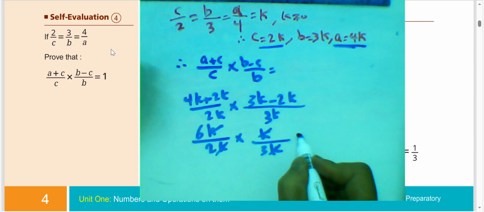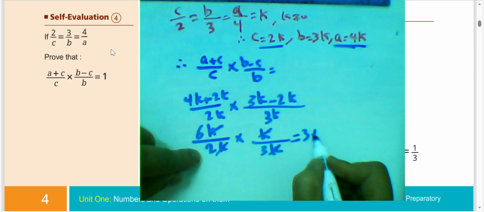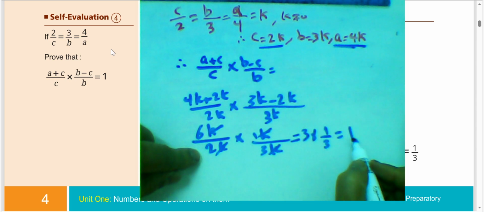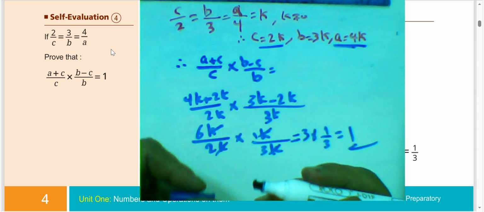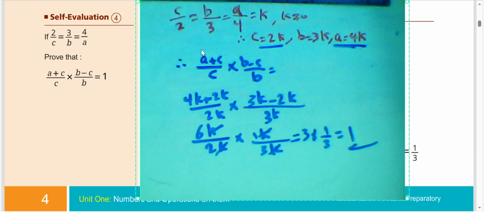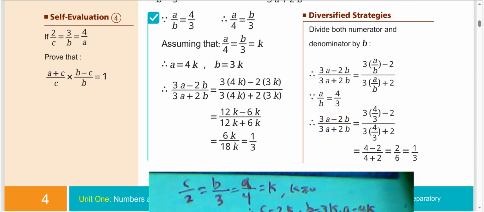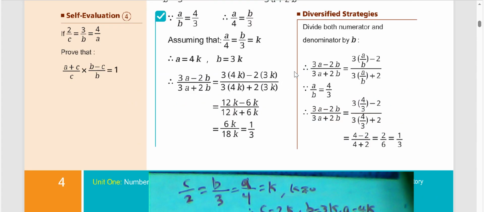You can simplify, then the result here 6 over 2 equals 3 times 1 over 3, then the result will be 1. Okay, then we prove that the answer here equals 1 about this question number 4. Understood? You can read this example by yourself to know the steps about this question.